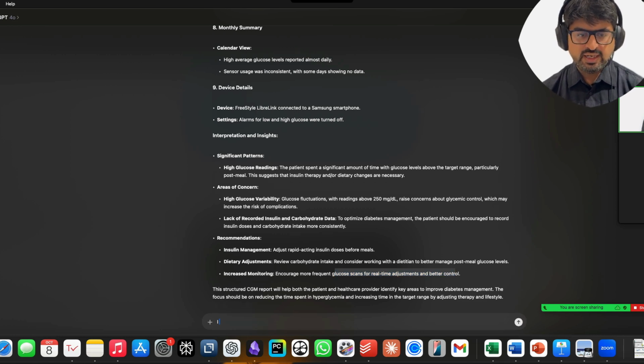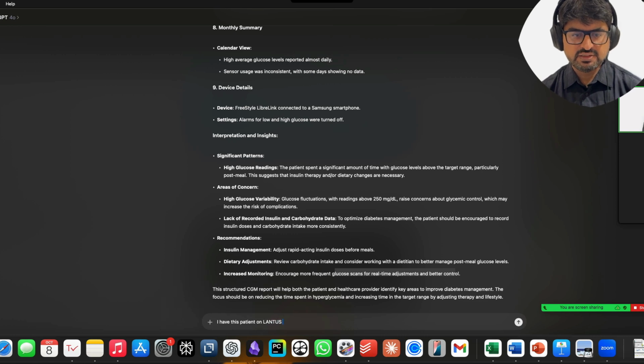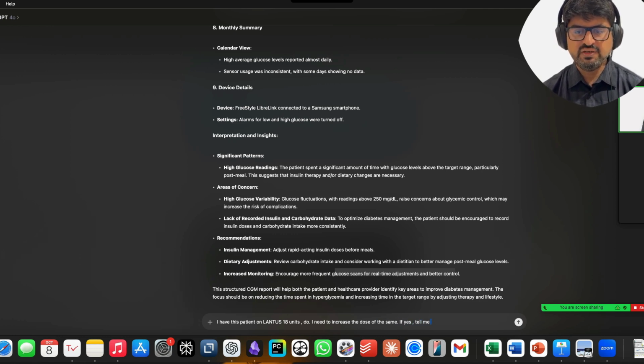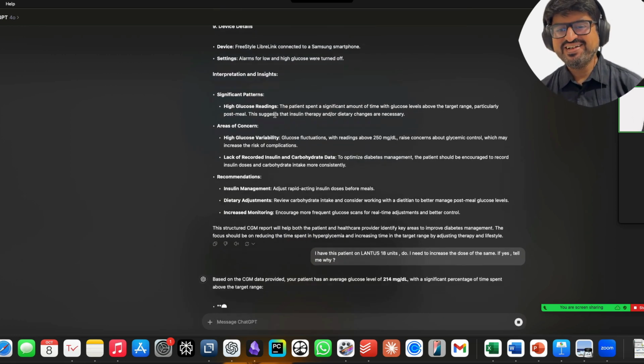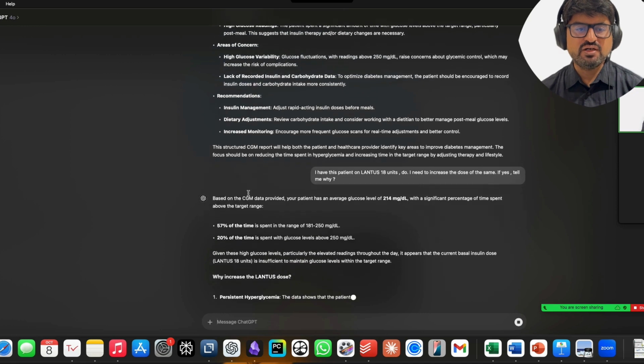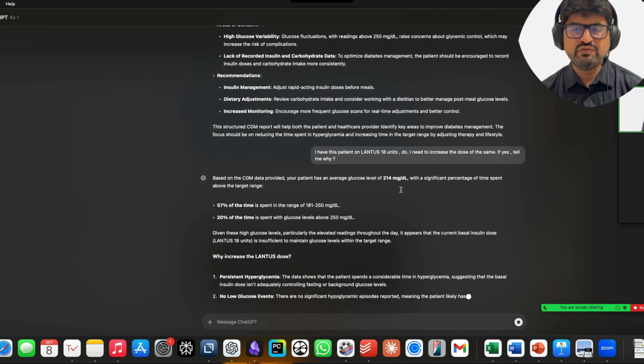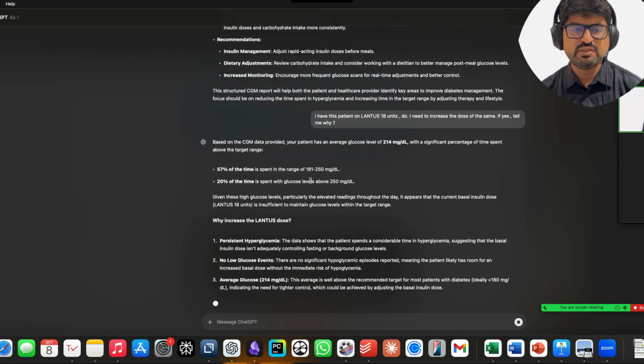So I have this patient on Lantus 18 units. Do I need to increase the dose of the same? If yes, tell me. So I'm just putting this question. It's all live, okay? So based on the CGM data, your patient has average glucose 214 with significant percent above the range. 57% is above the range.